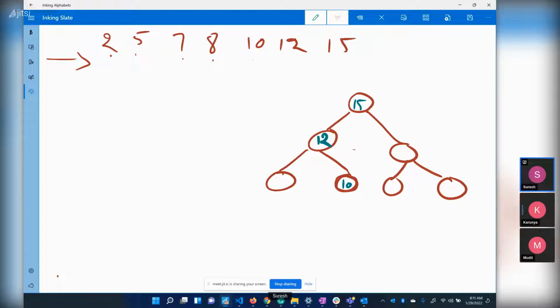But the maximum value is 15. We won't be filling any of the right subtree of 15, right? Exactly. You're not filling anything. You cannot put 16 or 18 there. There is no 16, there is no 18.